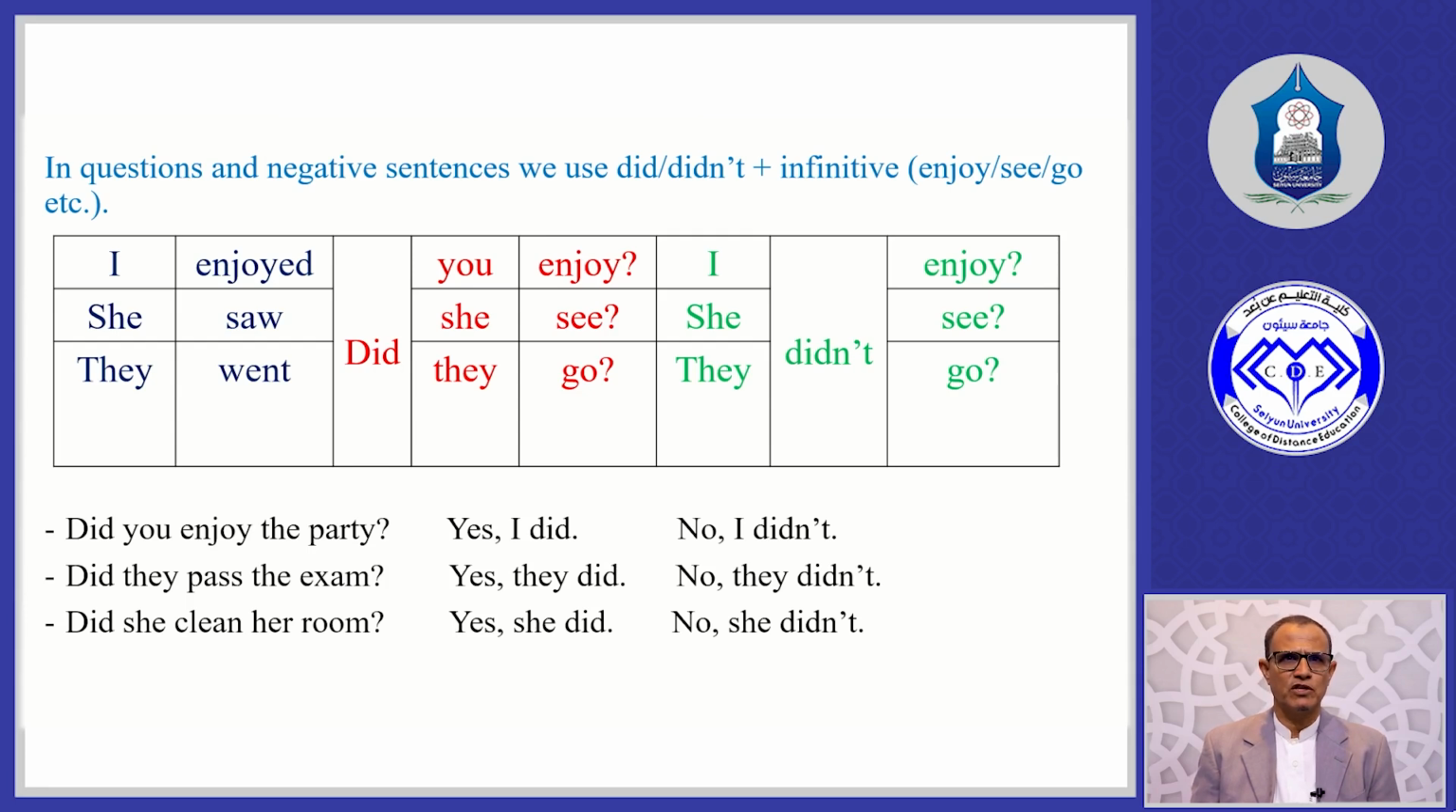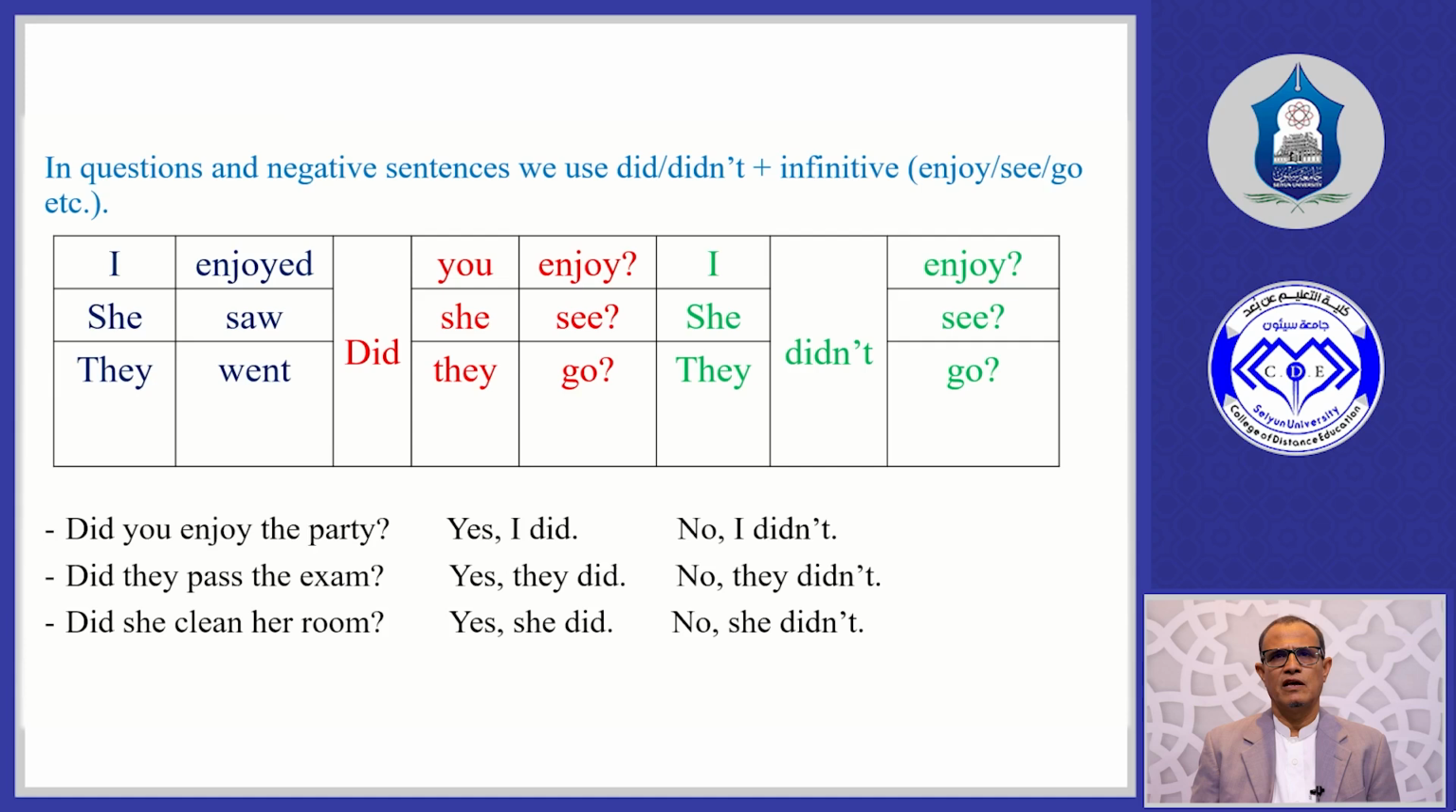And if you want to make these questions information questions, we have to use a question word before the word did here. For example, what did you enjoy? For example, what did she see? Where did they go? So these will be information questions. The last part of this table, we have negative sentences. You have I didn't enjoy, she didn't see, they didn't go, for example. So these are negative sentences. And when you see those sentences, you will find that didn't here is followed by the infinitive of the verb.